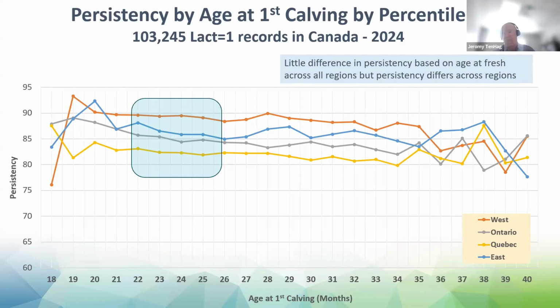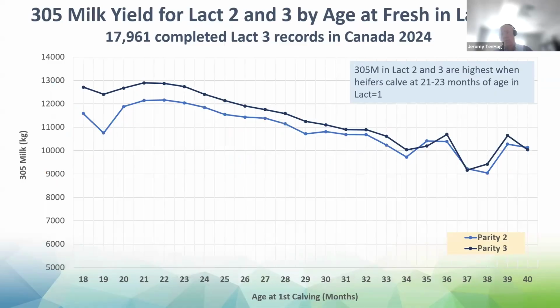The one thing that is different compared to peak, though, is there doesn't seem to be that drop off in the heifers that calve out at really young ages, and the drop off, to me, is less for the older ages as well. So the persistency is, I would say, relatively consistent regardless of age at first calving. And that would be similar across regions.